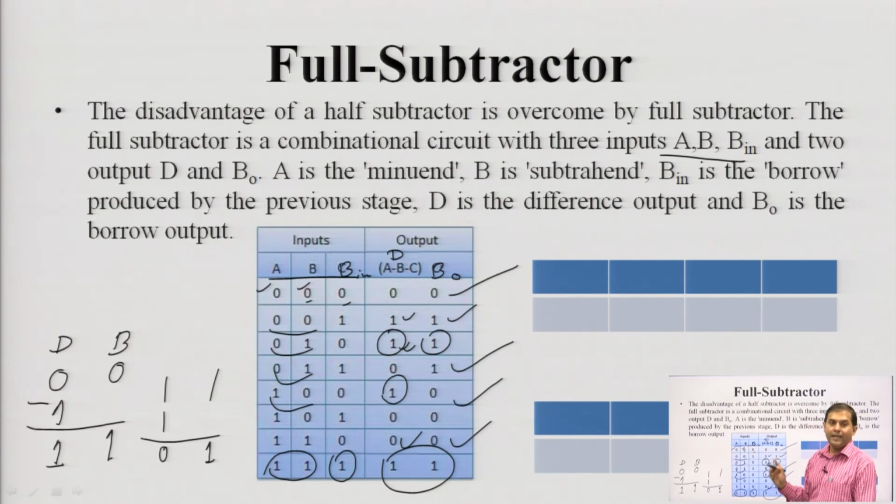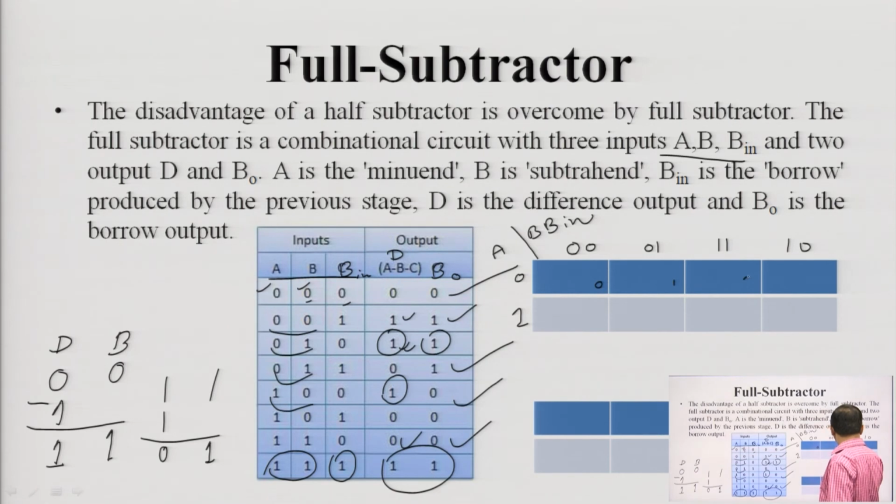Now, we will be doing the K map for this. Here we are having 3 variables: A, B and B in. We will put the numbering format 0 0, 0 1, 1 1, 1 0 and 0 1: 0 1 3 2 4 5 7 and 6.